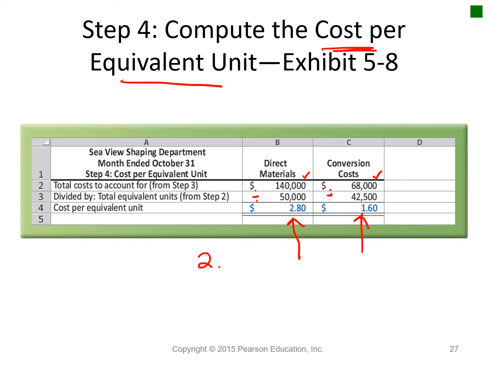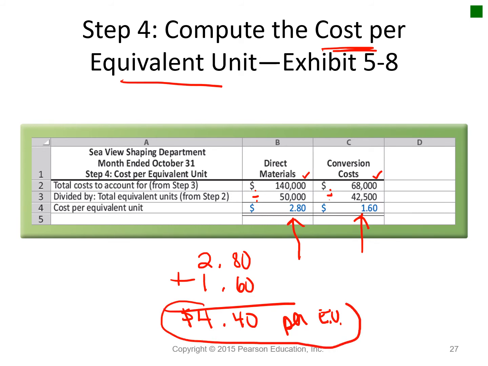And then sometimes you might want to combine these by adding the 280 plus the 160. And in that case, you're going to get $4.40 per equivalent unit. That would be for one whole equivalent unit that would have been completed and transferred.